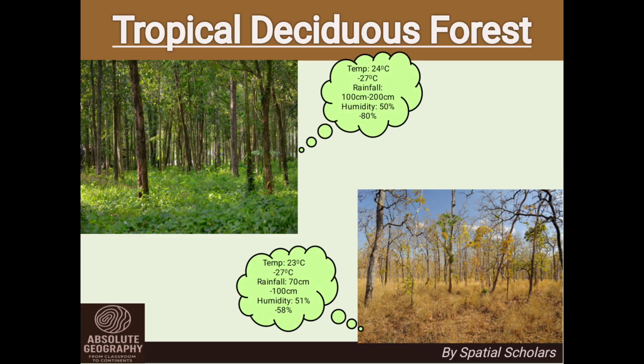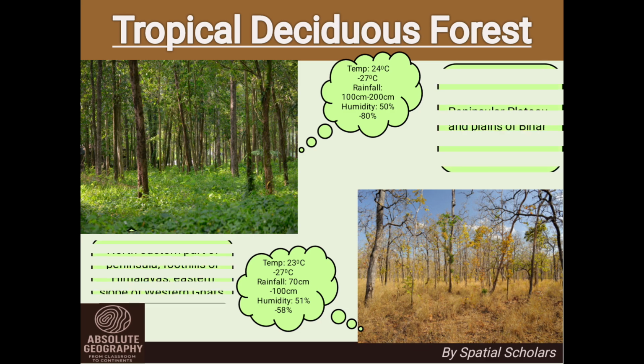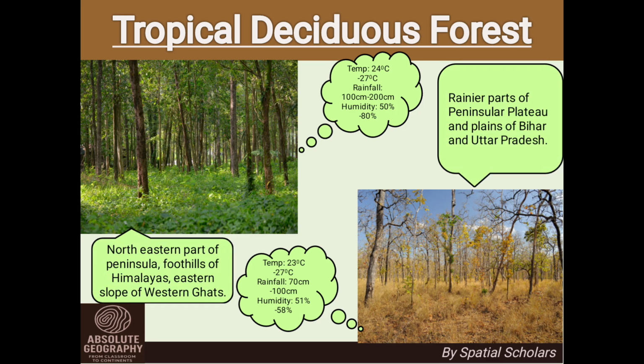The temperature requirement is about the same for both of them, 23 to 27 degrees Celsius, but the rainfall in moist deciduous forest is between 100 to 200 centimeter, whereas for dry deciduous forest, it is between 70 to 100 centimeter. Moist deciduous forests are denser and greener than the dry ones.